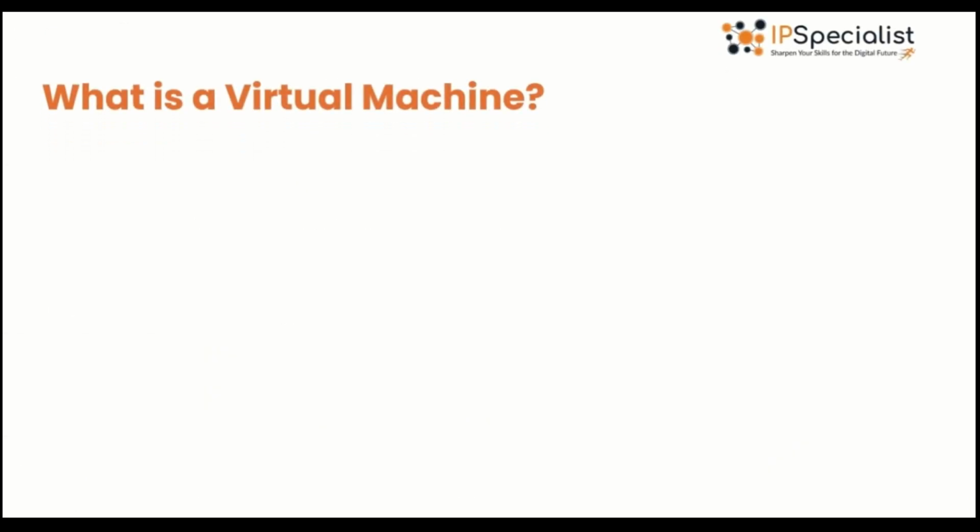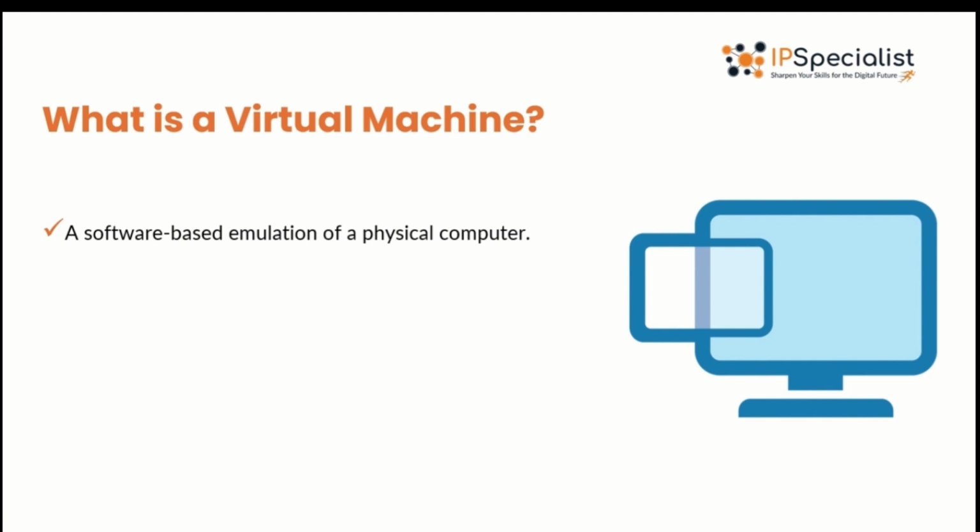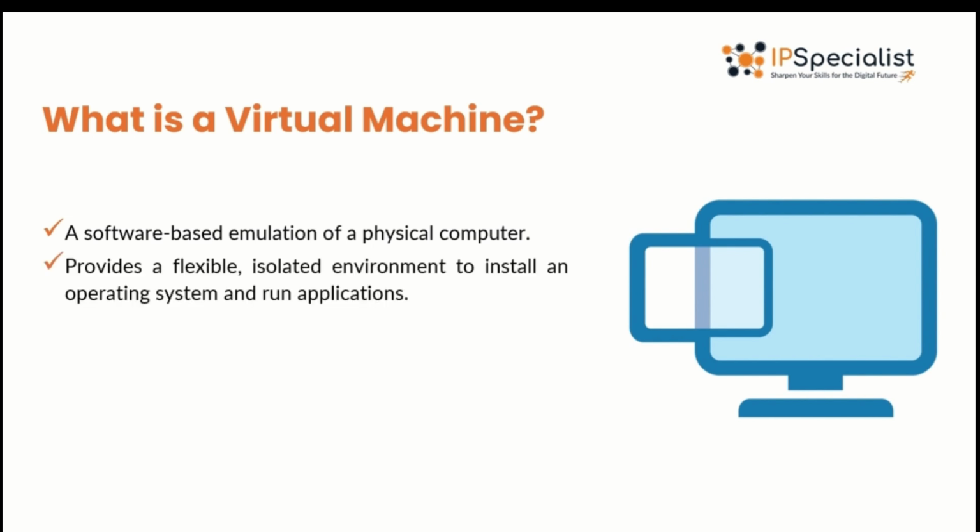First, let's start by understanding what is a virtual machine. A virtual machine or VM is essentially a computer within a computer. It's a software based emulation of a physical computer. Instead of relying on dedicated hardware, VMs run on a host system and share its resources like CPU, memory, and storage. Think of it as a flexible, isolated environment where you can install an operating system and run applications just like you would on a physical computer.